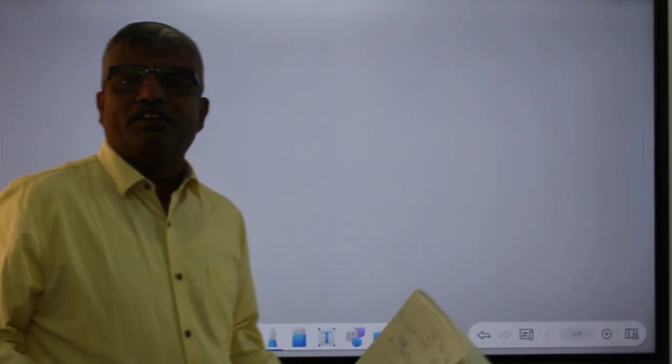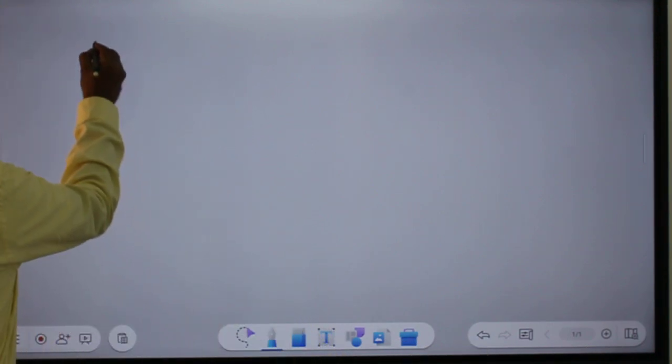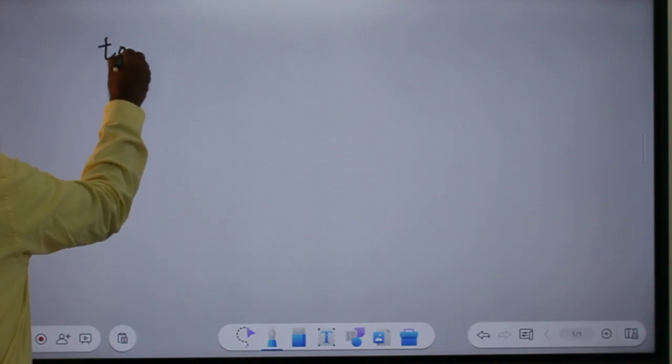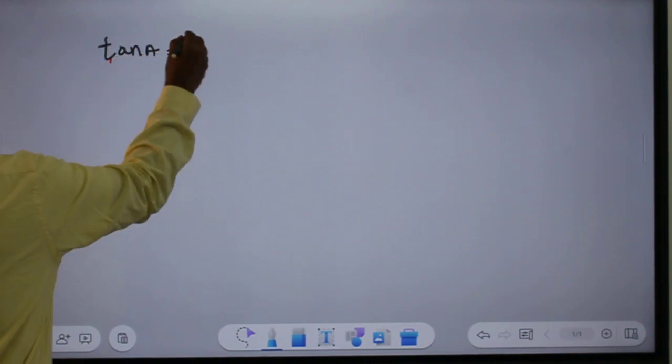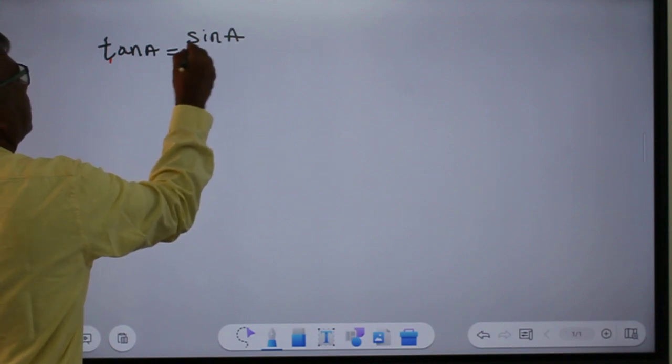In this lesson, we are going to see tan A and cot A expressed in terms of other trigonometric ratios. Okay, what is tan A? Tan A is nothing but sin A over cos A. Right?